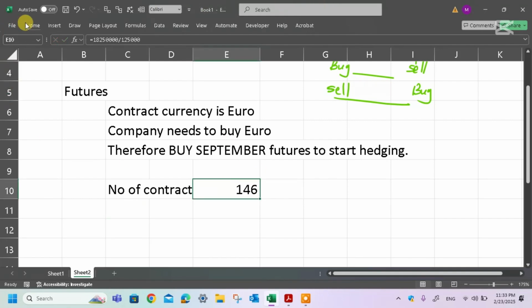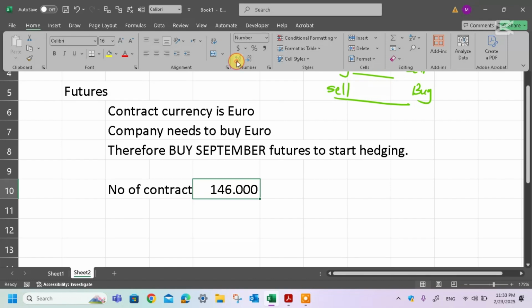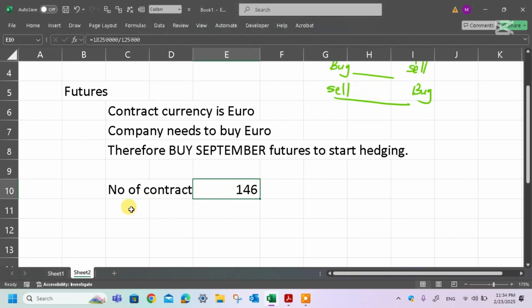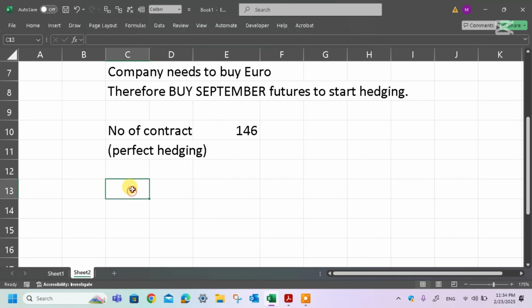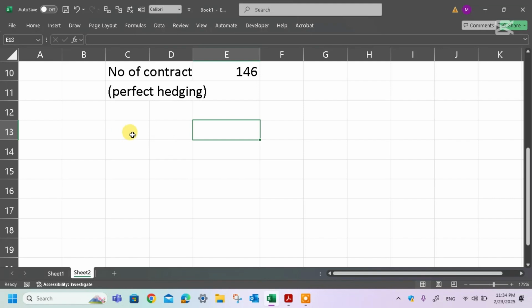146. Double check whether there are any decimals. If there are any decimals, you have to round it off. No. Exactly 146. So it's going to be a perfect hedging. No over hedging, no under hedging. Again, you are lucky in this question. Why? If there is an over hedging or under hedging scenario, that amount has to be hedged by forward contracts. Here, there is nothing like that. It's perfect hedging. That means you get exactly a whole number of contracts. Done. Then we can find the lock-in rate and finish the deal.